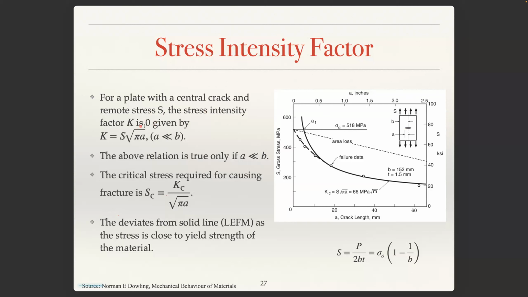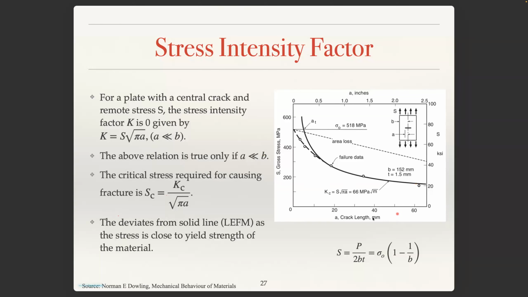The stress intensity factor K is, this 0 should not be there, I'm sorry about it. K is given by sigma root pi a, that is S root pi a, and is valid only when a is much, much smaller than b. That means the crack size is much smaller than b. The above relation is true only when this is there.